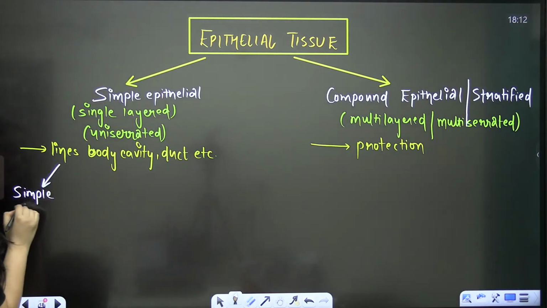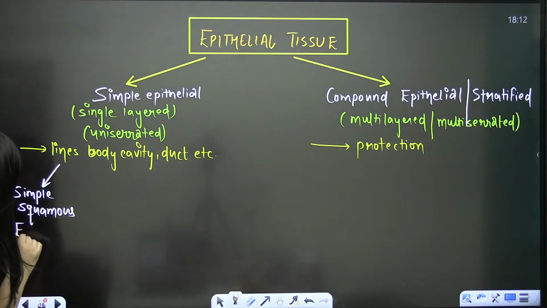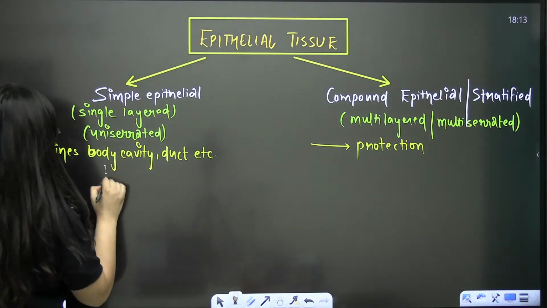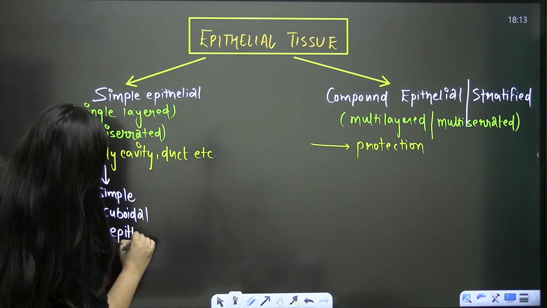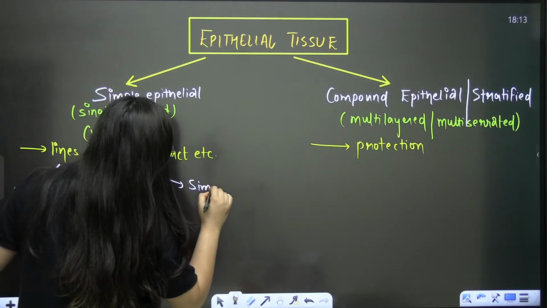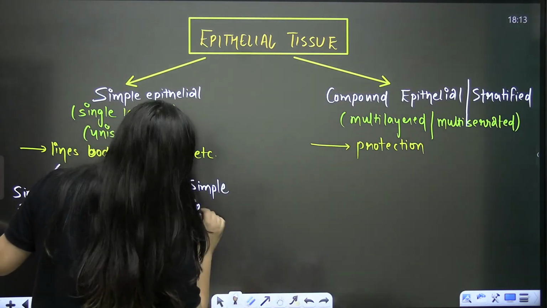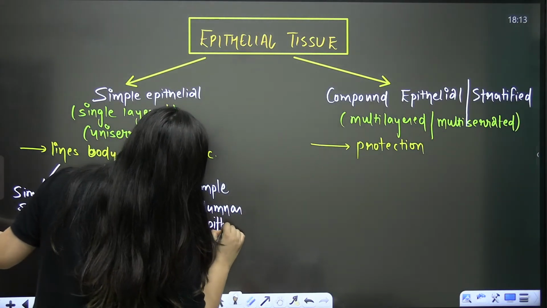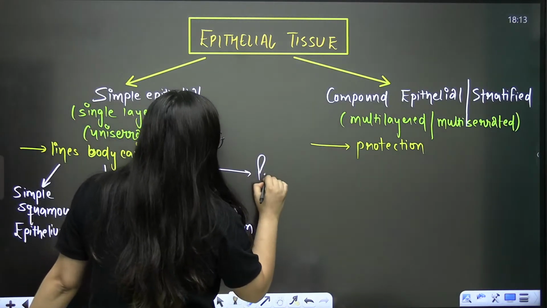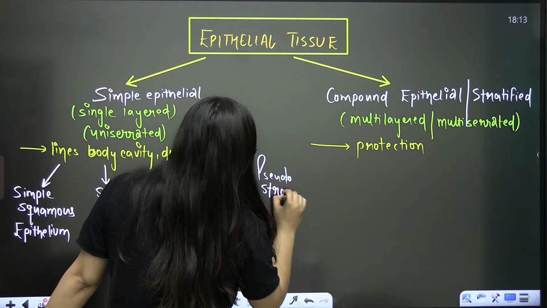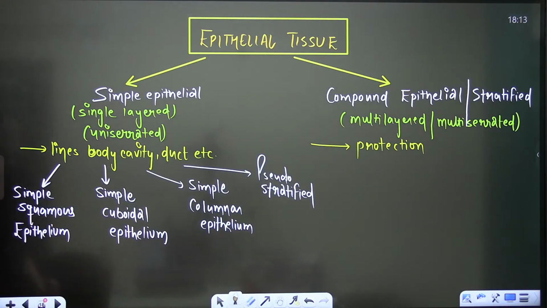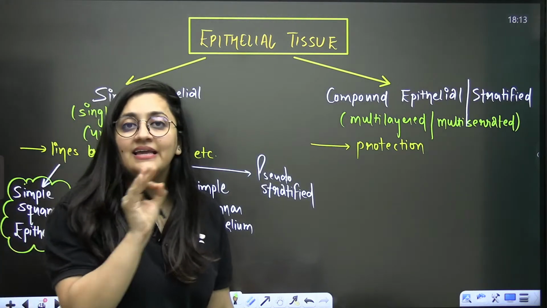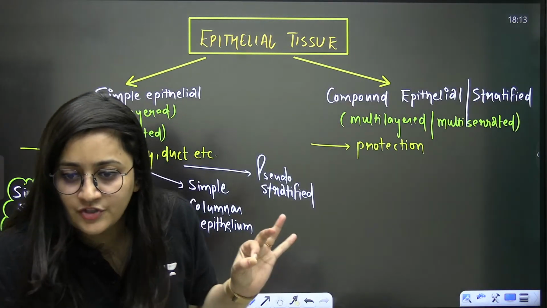You have simple squamous epithelium, simple cuboidal epithelium, simple columnar epithelium, and one more category, pseudostratified. Whenever the word is simple, it is saying it is single layered.